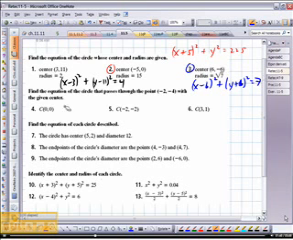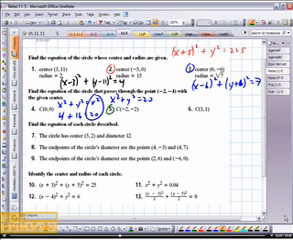Now for something like this, where we have a center and a point that the circle passes through, there are a couple of ways to do this. First of all, we know that if the center is at 0, 0, it's x minus 0 squared, so that's x squared, plus y minus 0 squared, y squared, is equal to r squared. We just have to find r. So let's plug in these numbers. We've got negative 2 squared, which is 4, plus negative 4 squared, which is 16, is equal to 20. So r squared is 20, and it becomes x squared plus y squared is equal to 20. That's probably the easiest way to do it.